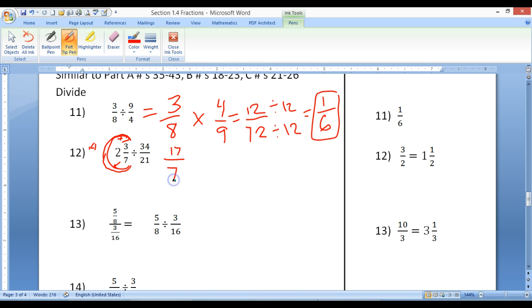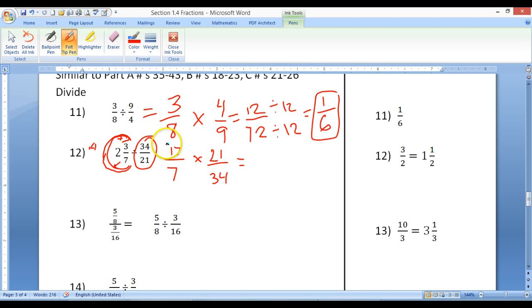Keep the denominator, 17/7. Now I need to multiply this by this reciprocal, or I flip it to get 21 over 34. Okay, so we could go ahead and multiply this one, 17 times 21, and 7 times 34. But again, we have very large numbers when we do that, and I would rather save myself a little bit of the headache and hassle and simplify beforehand.